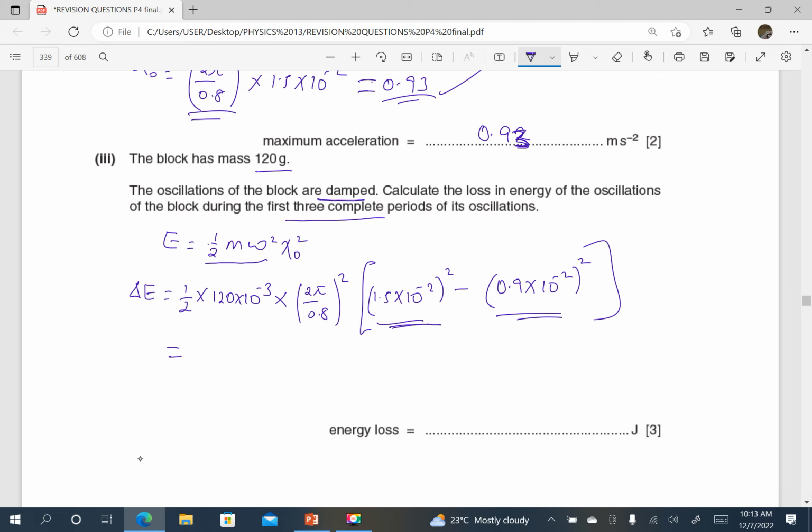So my calculator is giving me 5.33 times 10 power negative 4. I'll just write 5.3 times 10 power negative 4 to 2 significant figures.